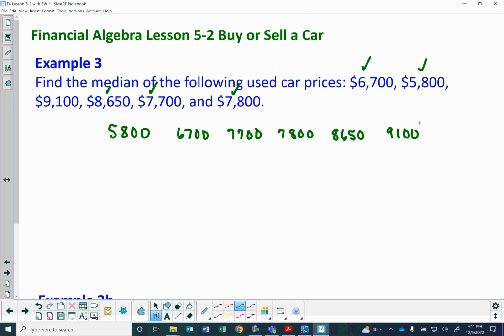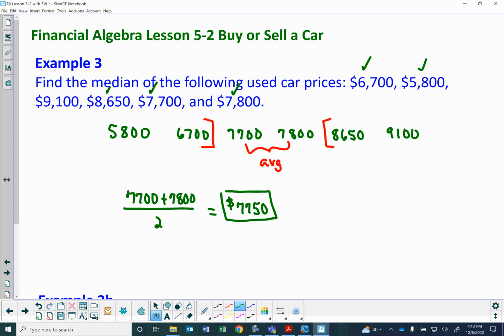So since there's 6 data pieces, go 2 from each side, 2 from the front, 2 from the back, and take the average of your 2 middle numbers. So now we'll take the 7,700 plus the 7,800 and divide it by 2, which you technically should be able to do without actually having to add them up and divide by 2. What's halfway between 7,700 and 7,800? 7,750. So $7,750 should be the median of this piece of data. Logically speaking, you should be able to do that one.